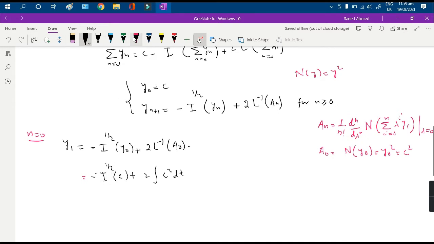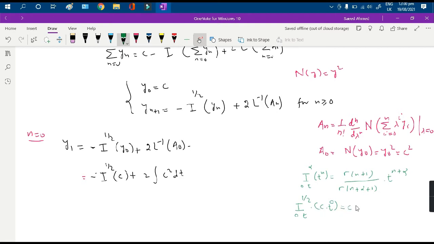This is the Riemann-Liouville integral operator of order 1/2. The formula is: the integral operator from 0 to t of order alpha of t to the power n is equal to gamma of n plus 1 over gamma of n plus alpha plus 1, times t to the power n plus alpha. This is the Riemann-Liouville formula. Here we have only c and there is no t, so we can write the integral operator from 0 to t of order alpha, here 1/2, of c times t to the power 0.